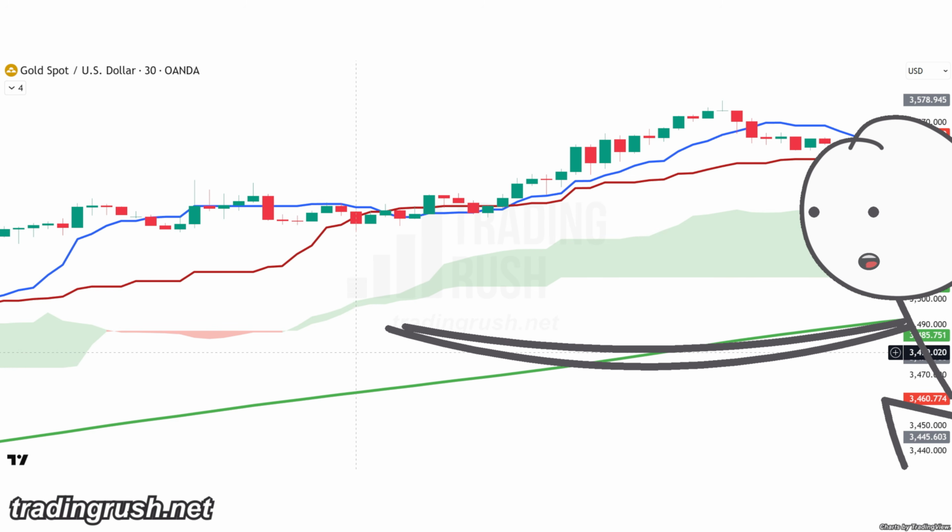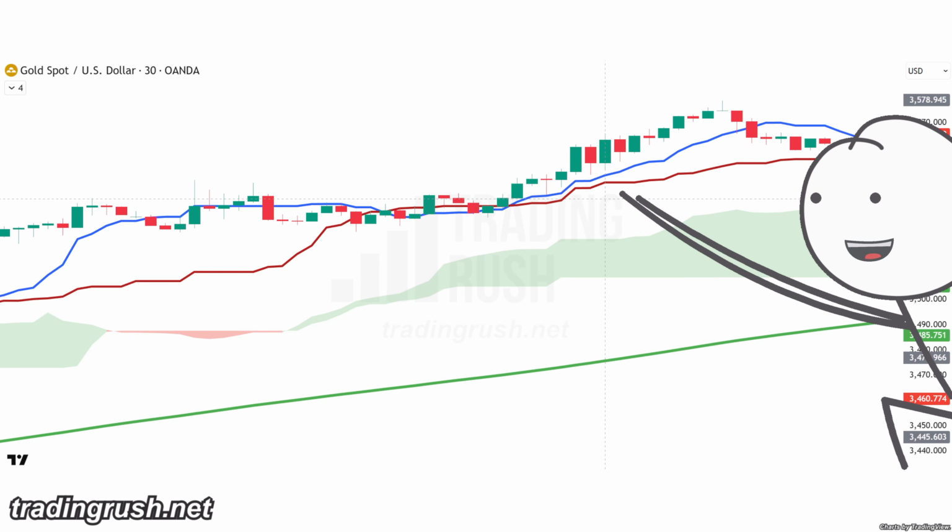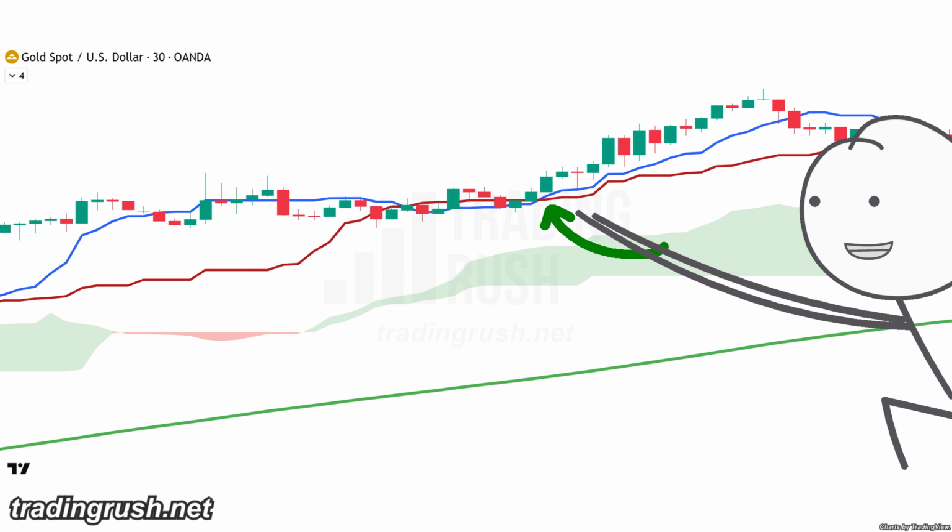The red and green area you are seeing is called the cloud. The blue line is the conversion line. The reddish-brown line is the baseline. When the conversion line crosses above the baseline, something like this, it's an entry point to buy.